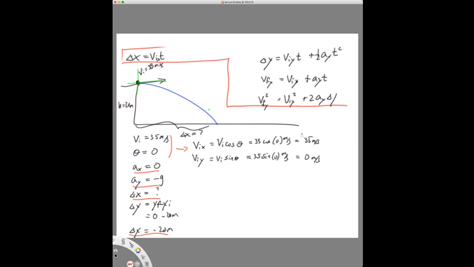Again, we could intuitively know that this is the case because the V initial points strictly horizontally. So that entire 35 meters per second is all in the x direction, and there's nothing pointing up or down, nothing left to be in the y direction. But again, you may not have built that intuition yet, and that's totally fine. We will build that intuition as we go, see more examples, and continue to practice. Okay, any questions about the components of Vi?